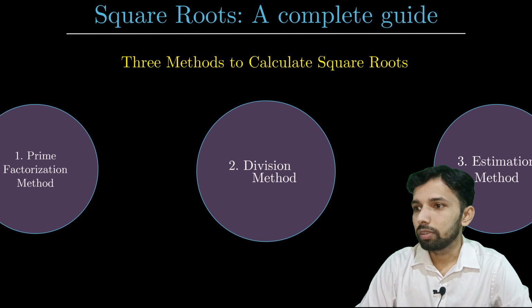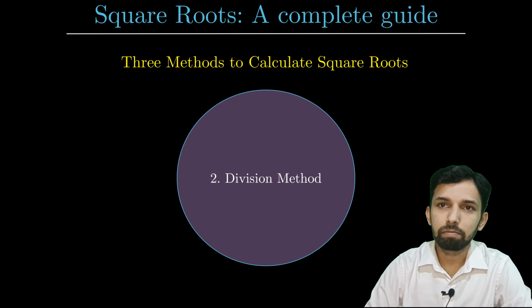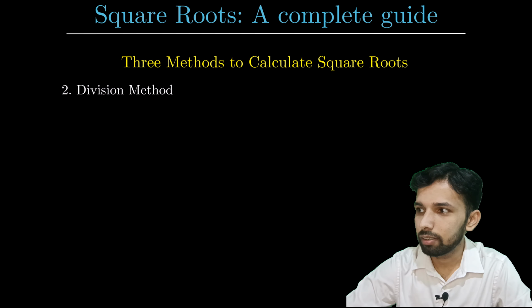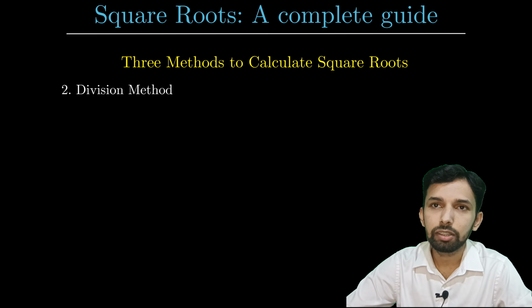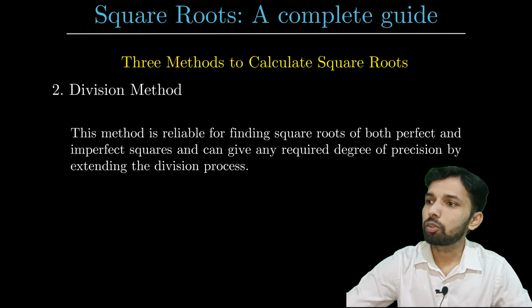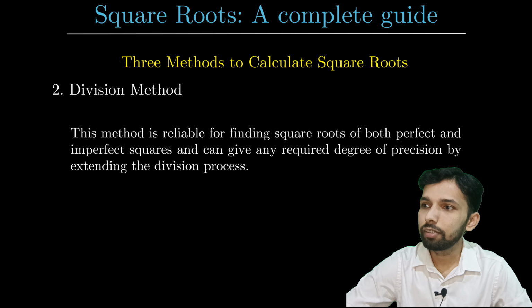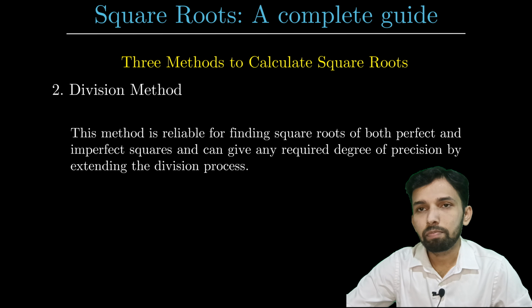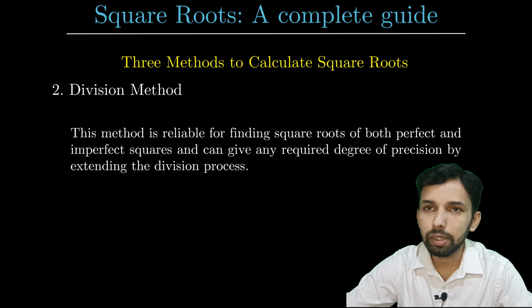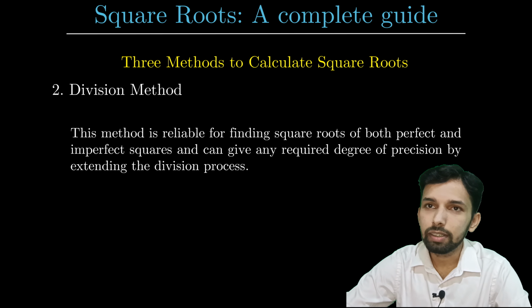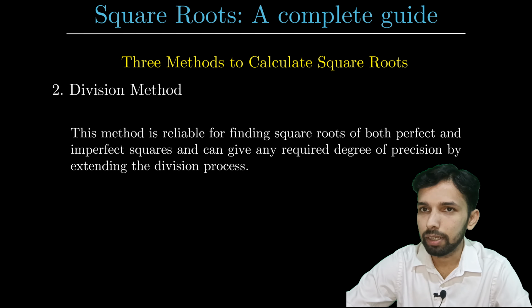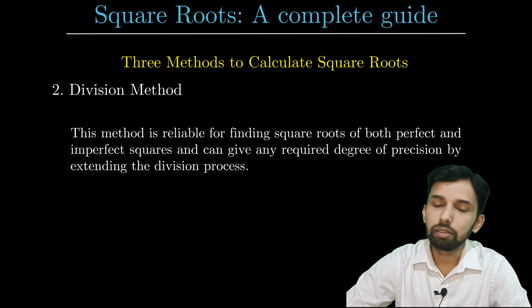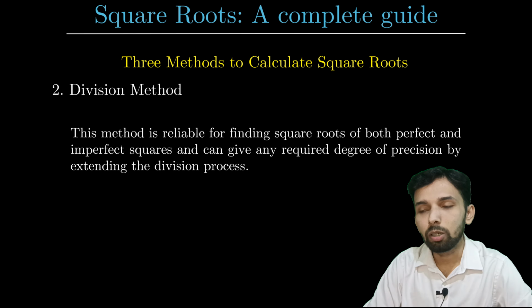Okay. So, the division method is like tracking. It technically demands a high level of attention. Maybe you will have to remember a few things, but it is actually perfect. This method is reliable for finding the square roots of both perfect and imperfect squares and can give any required degree of precision. It means if you want the square root to, let's say, 4 decimal places precisely, the division method is the only way you can approach, and probably it is one of the best methods in my opinion. Also, one more thing you need to notice here is that it is popularly known as the long division method.